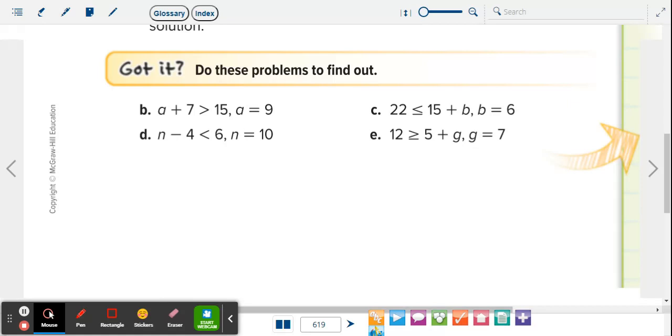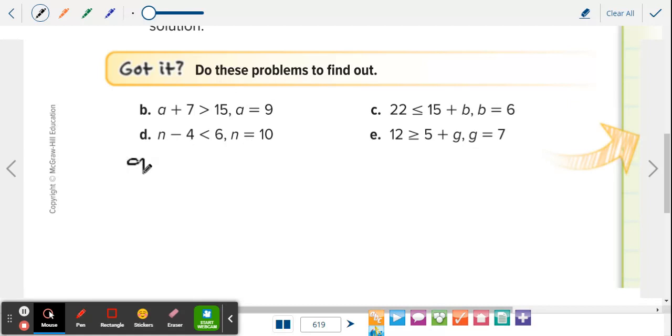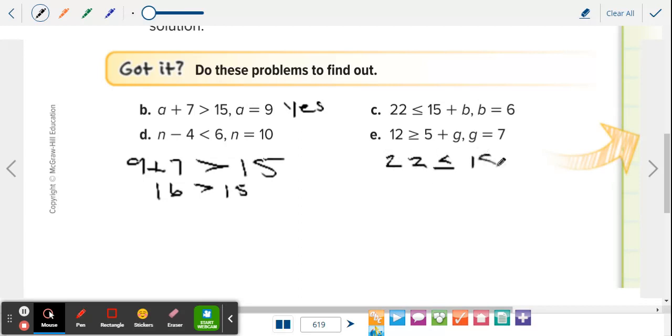All right. So letter B. So we have a plus 7 is greater than 15. So you replace a with what they tell you, 9. So 9 plus 7 greater than 15. What's 9 plus 7? Is 16 greater than 15? Yes. Okay, letter C. 22 is less than or equal to 15 plus b, where b equals 6. So 22 less than or equal to 15 plus 6. Okay, so what's 15 plus 6? Okay, is this true? No.